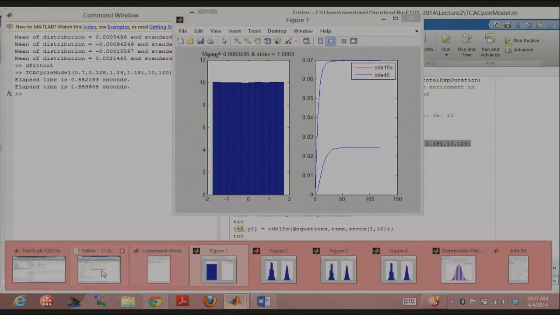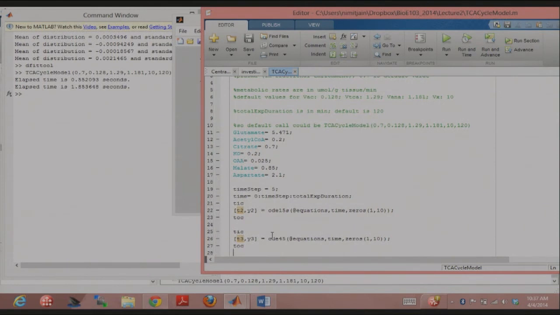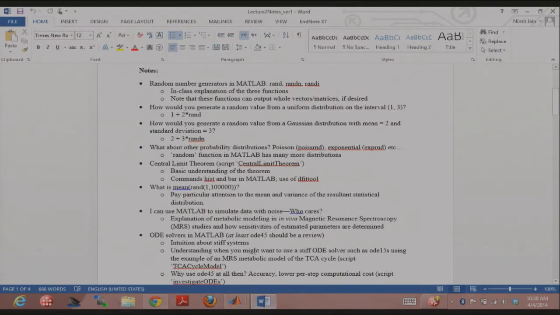You can see that the reason why it's significant will come from the next example I show, but 15S took about 0.55 seconds, and 45 took about 1.85 seconds. When you're doing the sensitivity analysis that I was talking about, you'll be doing parameter estimation. Each parameter estimation in turn calls the ODE solver 1,000 times. So if you're doing 1,000 different parameter estimations times 1,000 ODE calls, time saved can be critical. Okay, so that's about stiff systems.